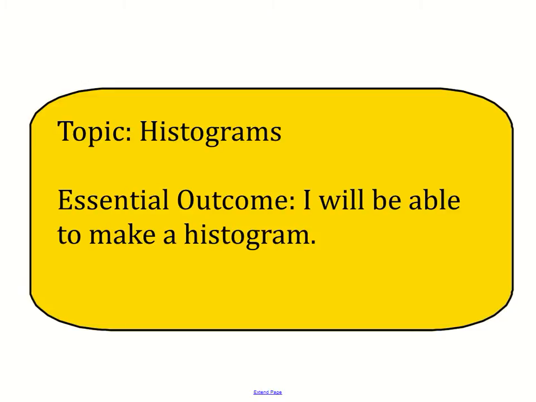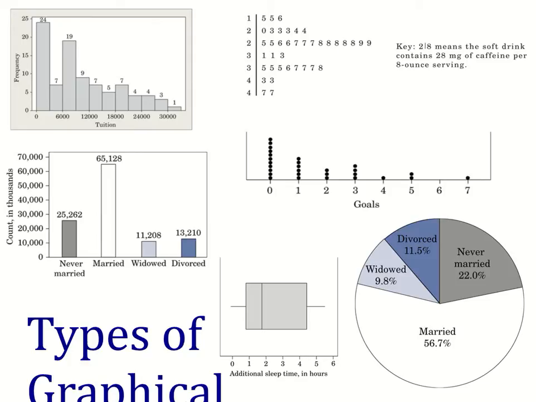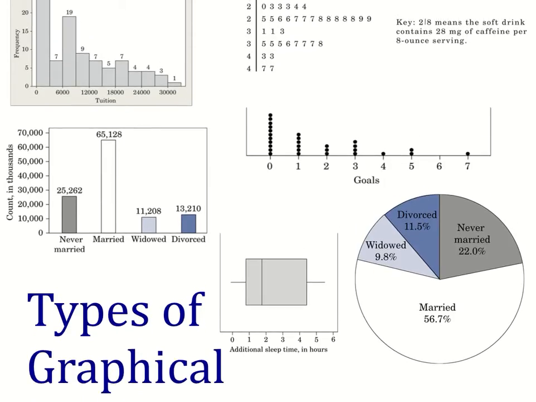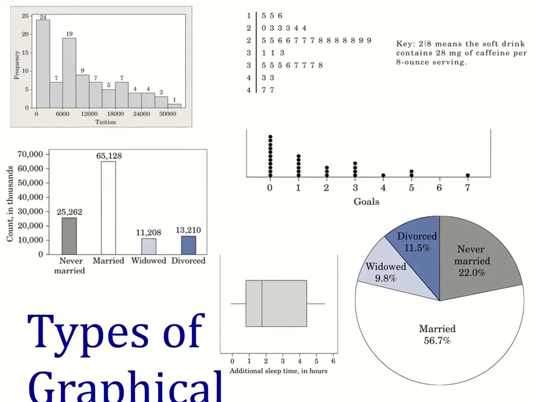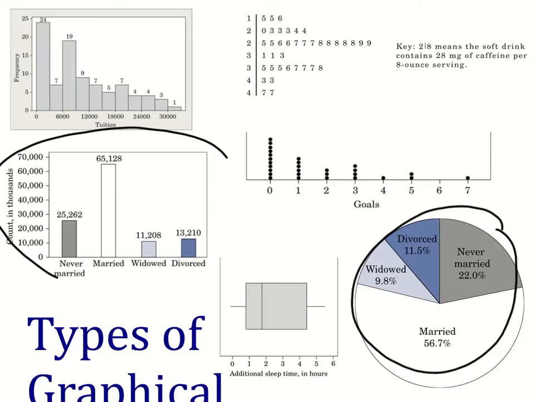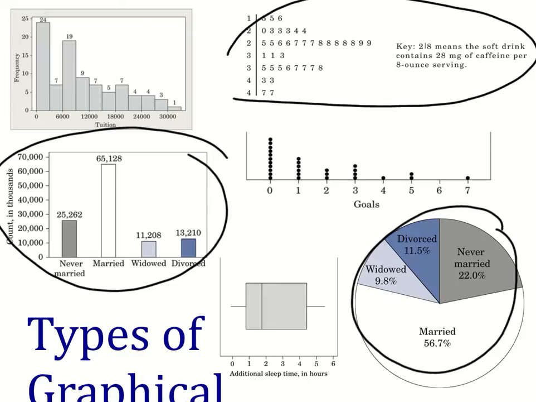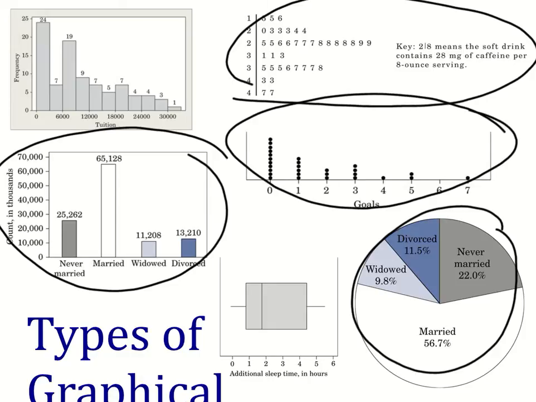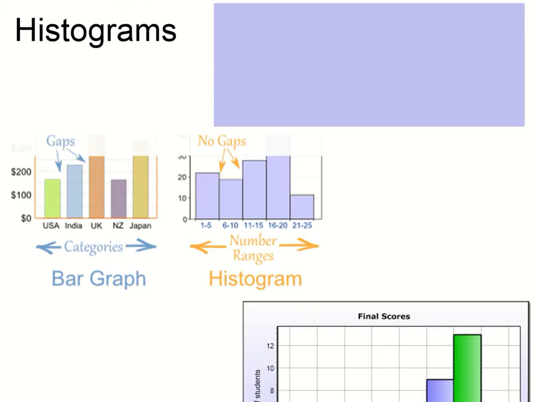If we look at all the different types of graphical analysis displays that we are talking about in this chapter, so far we have talked about pie charts, bar graphs, stem-and-leaf plots, and dot plots. Our topic for today, though, is histograms. So that's what we're going to be talking about today. And so, what is a histogram, you might ask?